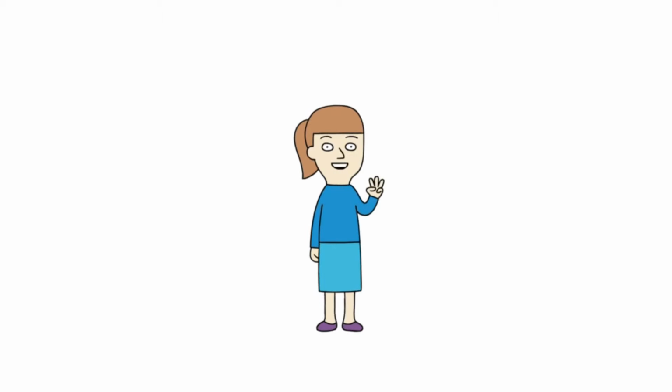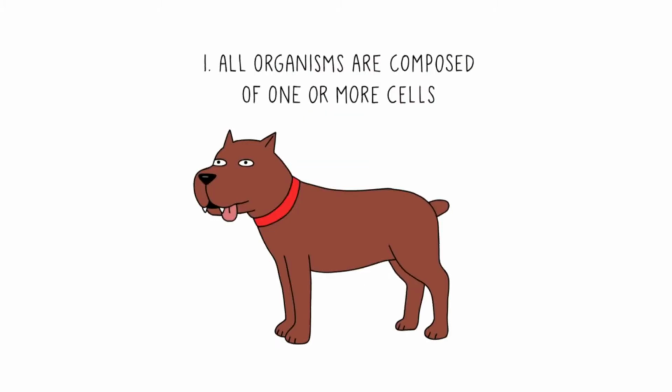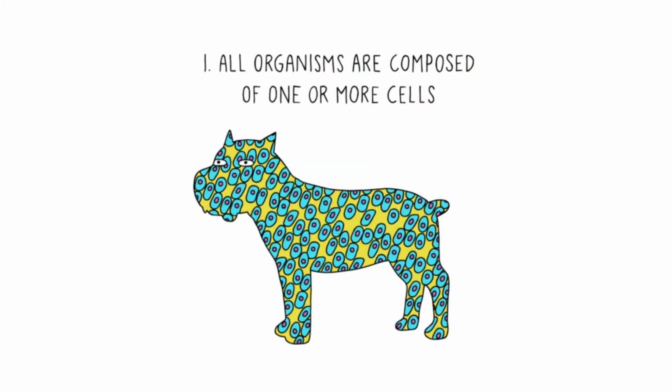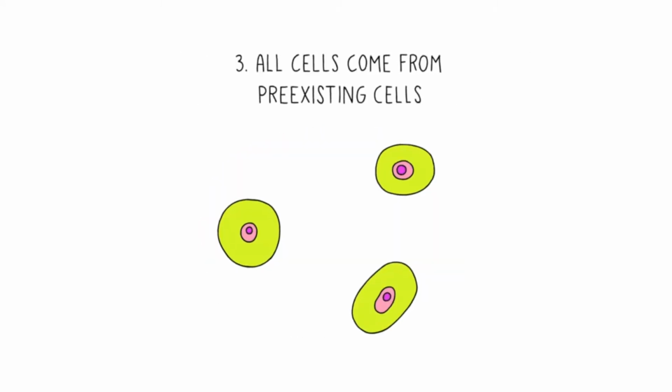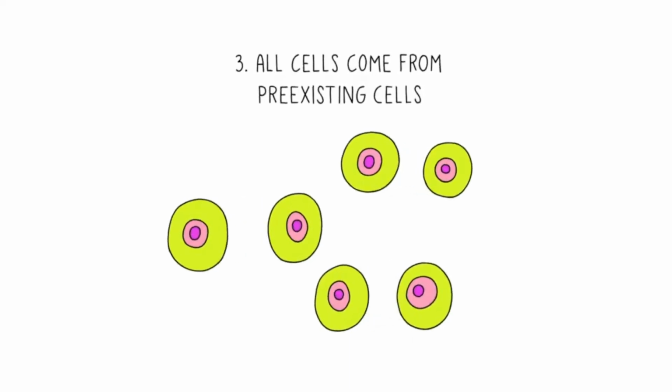There are 3 parts to the cell theory. 1. All organisms are composed of 1 or more cells. 2. The cell is the basic unit of structure and organization in organisms. And 3. All cells come from pre-existing cells.